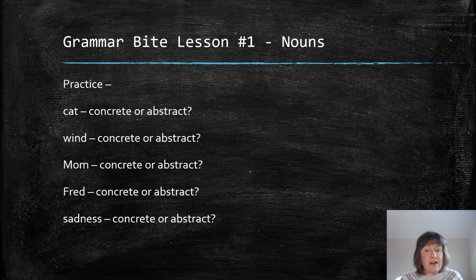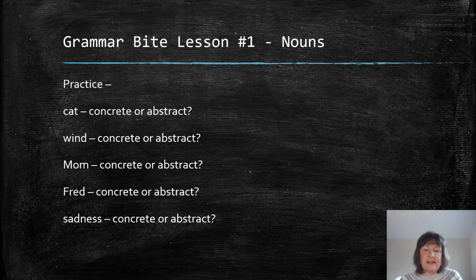Wind, is that concrete or abstract? If you say concrete, then you're right, because again, we may not be able to see it, but we can hear it as it blows by, or we can feel it, and it is physically there. The wind is physically present, and it's blowing near us.